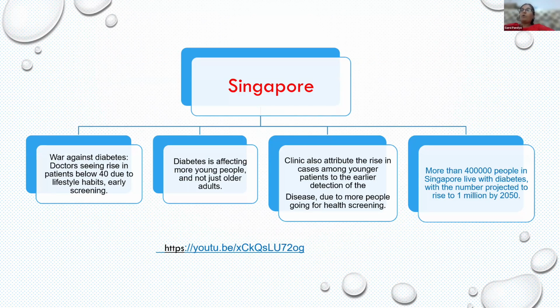In Singapore, our government has announced a war against diabetes. We are seeing a rise in diabetes, even in younger adults less than 40 years. And it is also affecting 400,000 people in Singapore. Our projection is that there may be around 1 million people with diabetes in Singapore by 2015. And that's why diabetes management is very, very important.